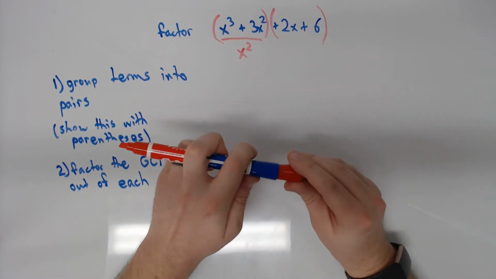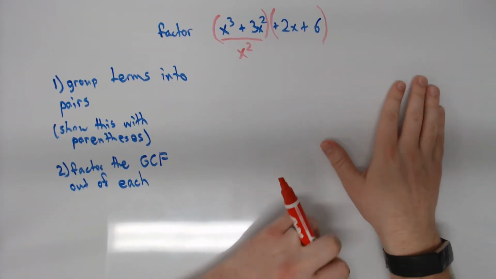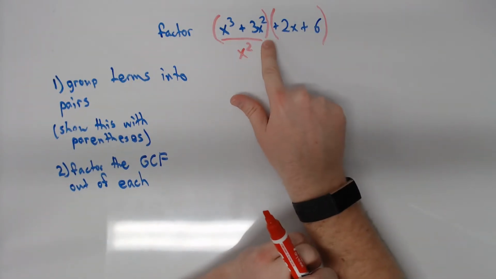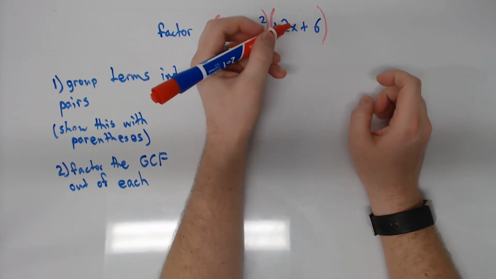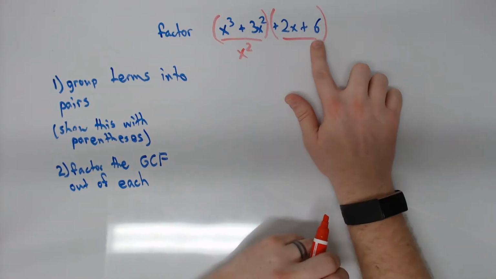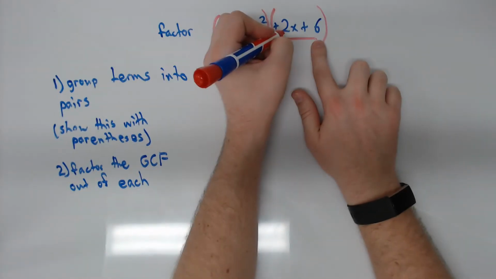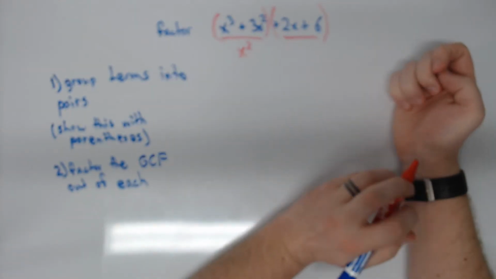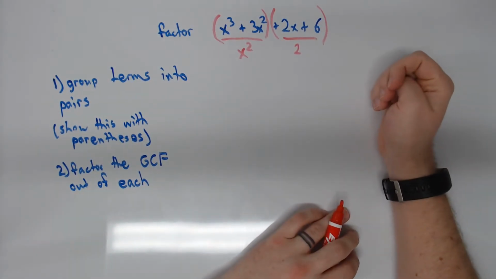Remember, I can always take out enough of a variable so that one just runs out. So this one will have an x left, but this one's going to run out if I take 2 x's away. The other parentheses, this one doesn't have an x, so I can't factor out an x. But 6 and 2 are both divisible by 2. That'll be its greatest common factor.